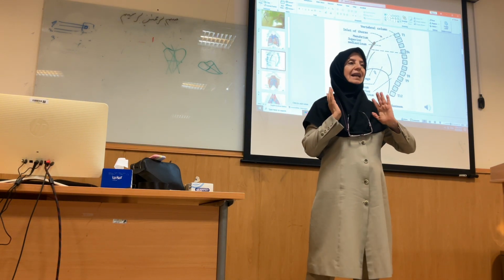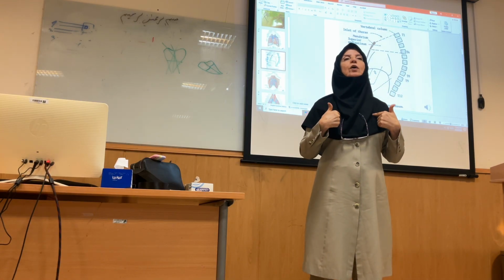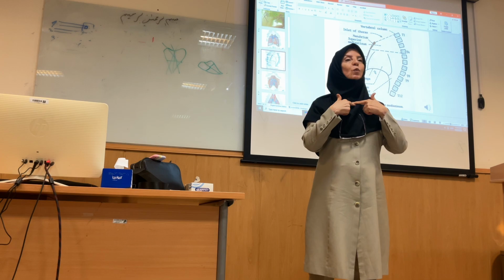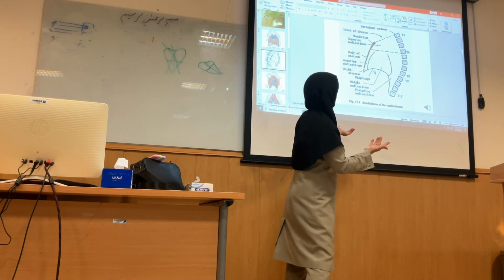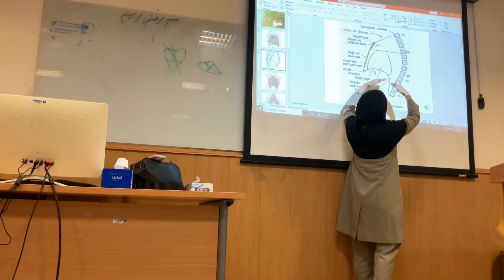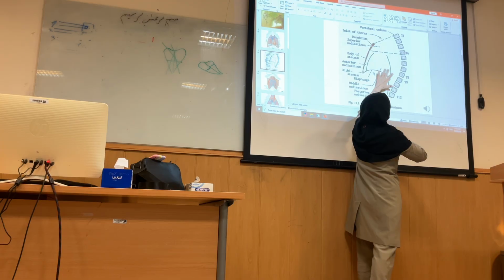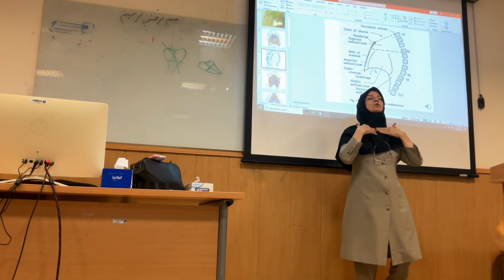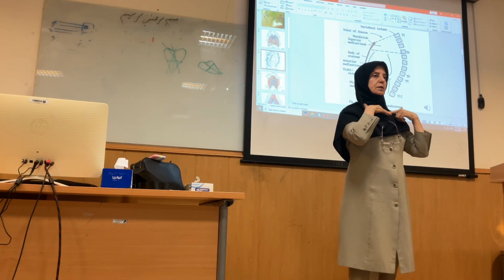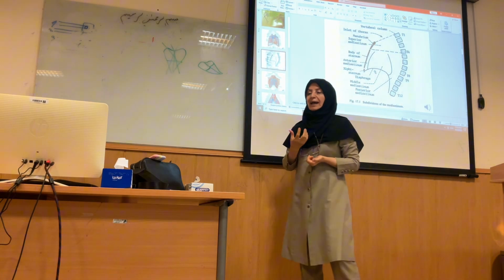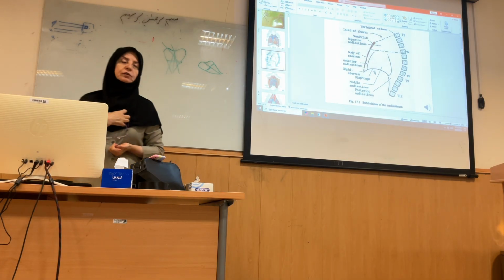Between the right and left lung, inside of the thorax cavity, we have a quadrangular space in the center. What's the name of this quadrangular space? Mediastinum. Look at the mediastinum. The mediastinum floor is going to be bounded by the diaphragm, and the mediastinum superior is going to be bounded by the superior opening of the thorax. Imagine inside of the mediastinum we have the heart.